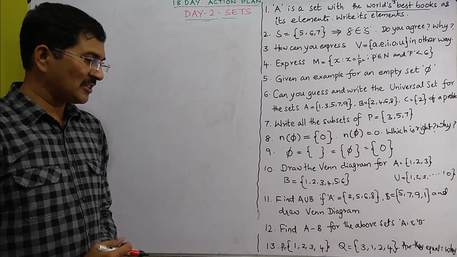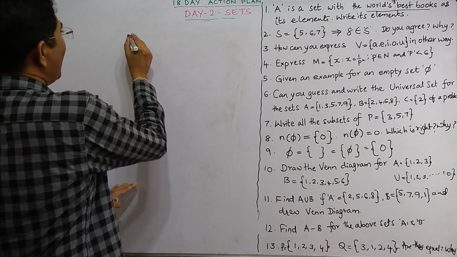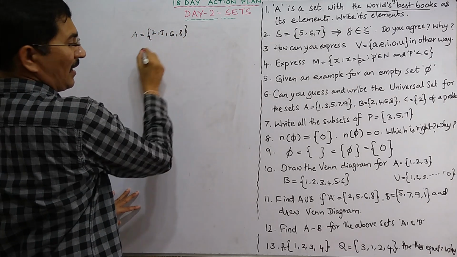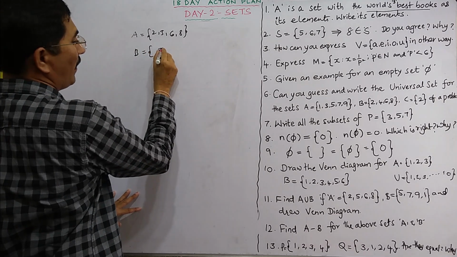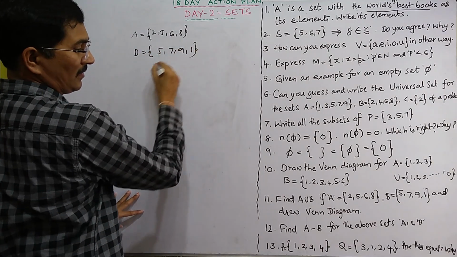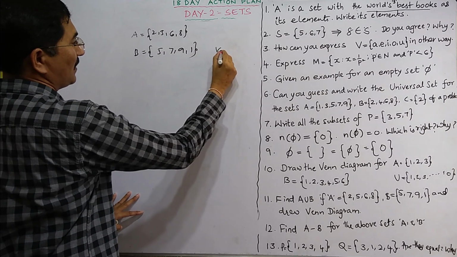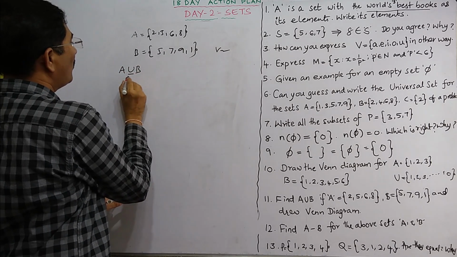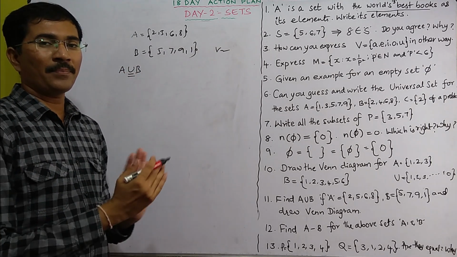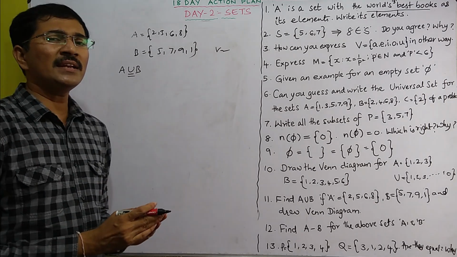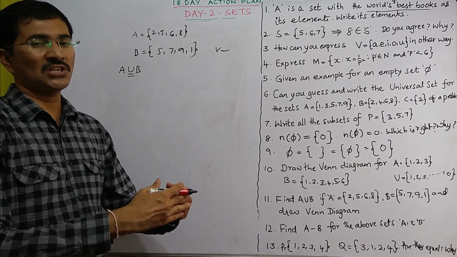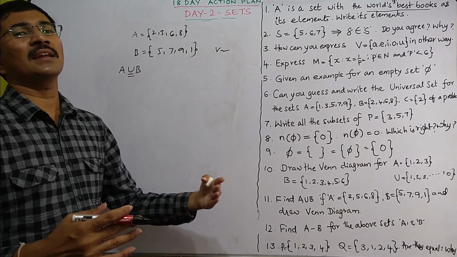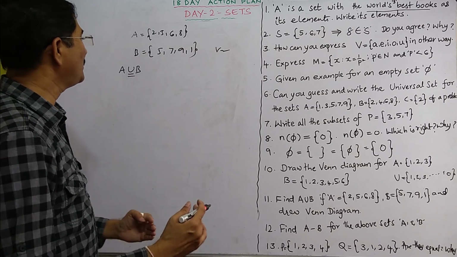Coming to the next problem, the 11th problem: find A union B if A is equal to 2, 5, 6, 8 and B is equal to 5, 7, 9, 1. And he is also asking to draw the Venn diagram. So now we have to find A union B. This is called union, or the cup. So what is union? Union is nothing but the combination. So if you combine all the elements of A and B together and write them, that set is called A union B.